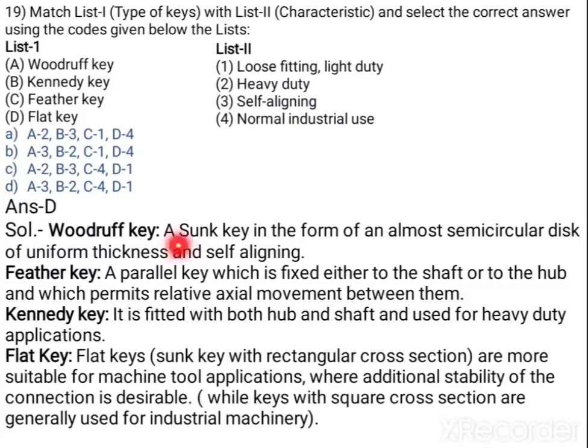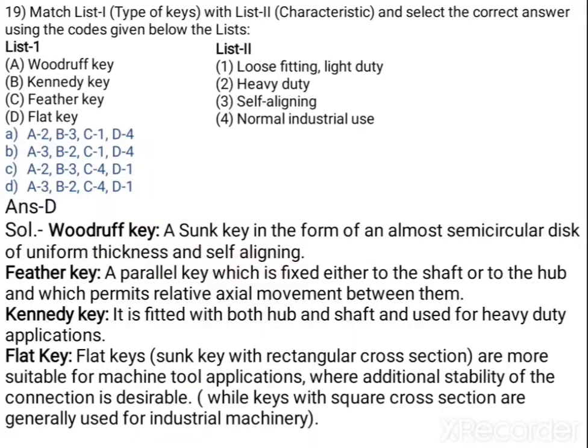What they have given is a sunk key in the form of an almost semicircular disc of uniform thickness and self-aligning. So self-aligning is the keyword for the Woodruff key. So the third option matches, and we have to match one more because B and D options have a third.